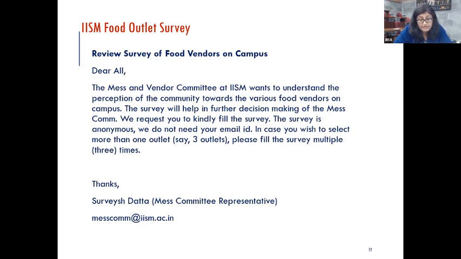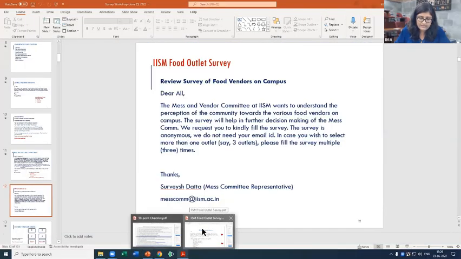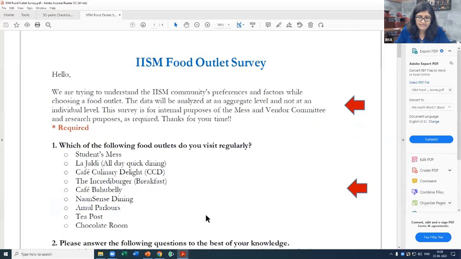I know it needs a lot of improvement, but I ask Sarvesh if he can show me the actual pilot survey that he's going to do. He's going to do an online survey, but he has a paper copy of it. So it doesn't look very polished, but it still is a pilot version. Now, do you see the IISM food outlet survey as a PDF? You do, right? Good, good.